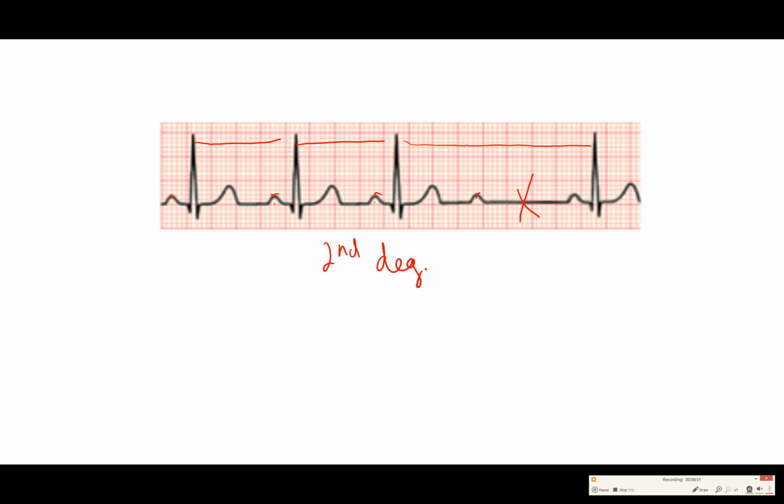So we're going to look at the PR interval. Is the PR interval consistent or is it changing? Look at this PR interval and this PR interval and this PR interval. If you count them, and even back to this one, you can see that they're all about 4 small boxes. So it's a consistent PR interval. If it's a consistent PR interval, it's called Mobitz type 2. So this is second degree AV block Mobitz type 2.